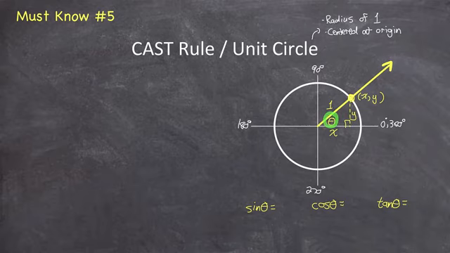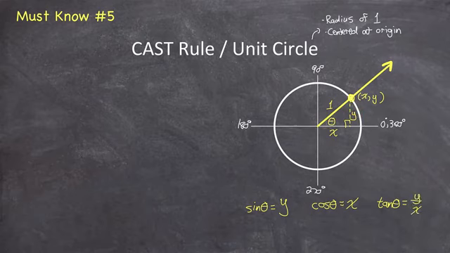Sine of theta equals the opposite side, y, divided by the hypotenuse, 1. And y divided by 1 is just y. Cosine of theta equals the adjacent side divided by the hypotenuse. So x divided by 1, which is just x. And tan of theta is opposite over adjacent, so y divided by x.